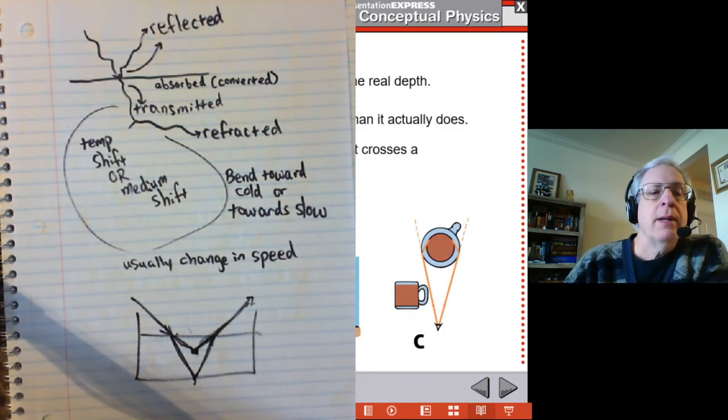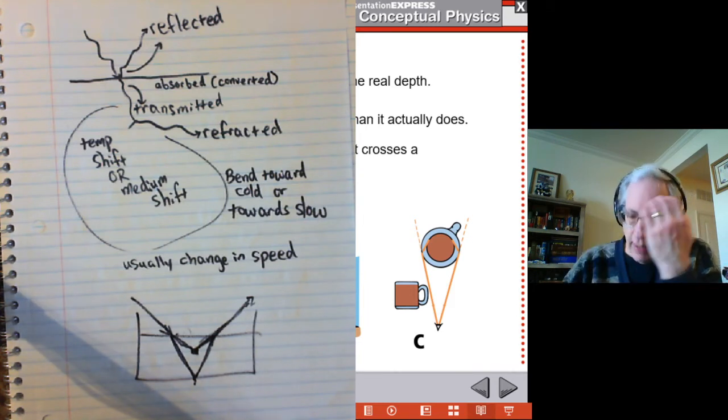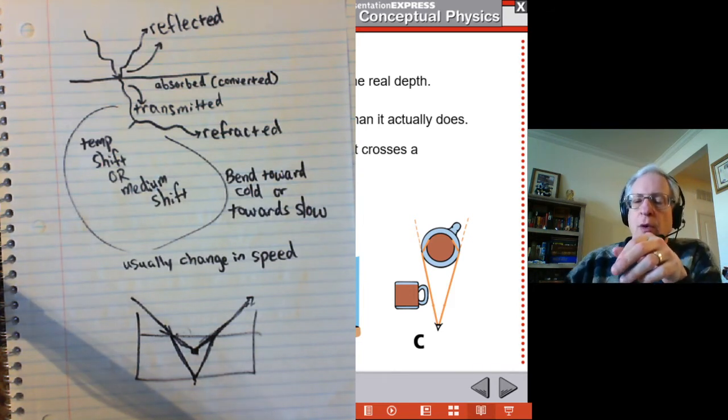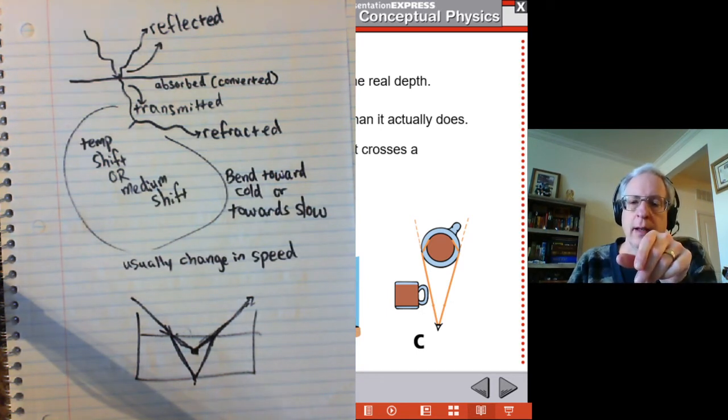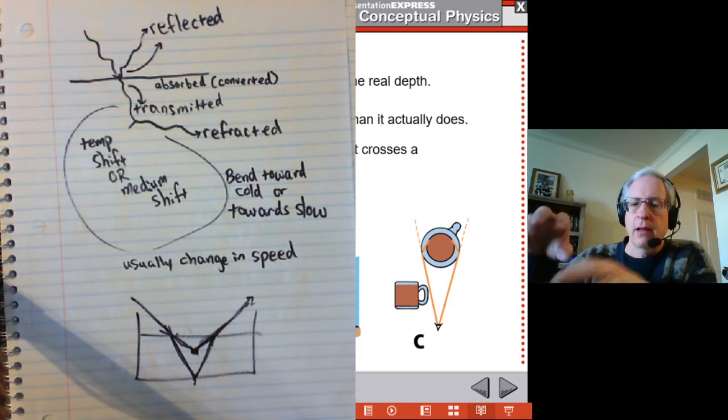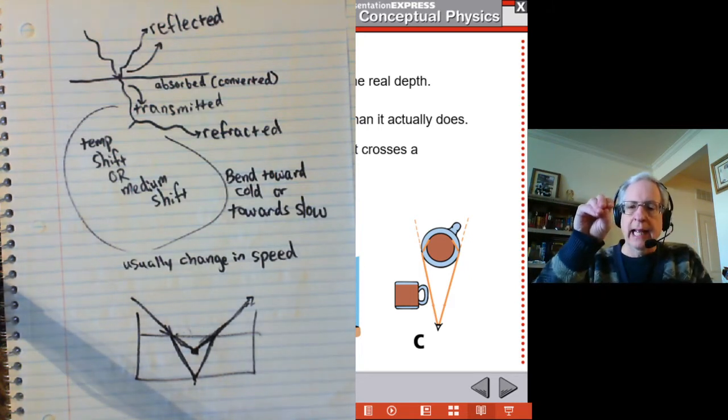So things always appear more shallow. Here you can see this, the virtual fish is not as deep as the actual fish. And so if you ever spearfish, you always have to aim deeper and closer than you actually see the object, because that's where the object really is.